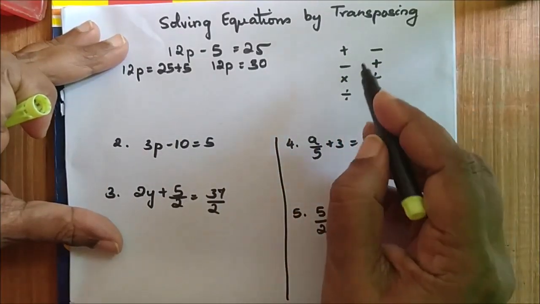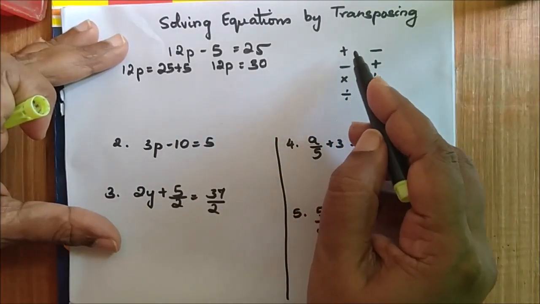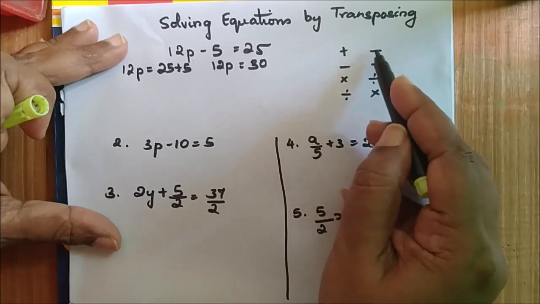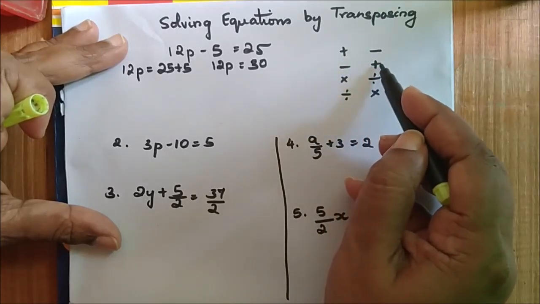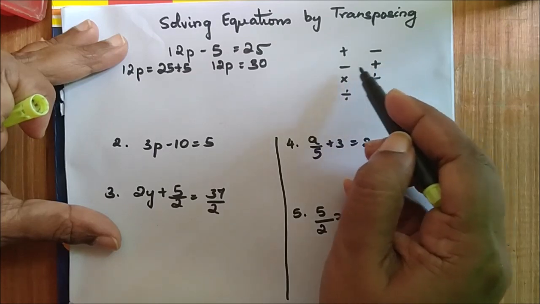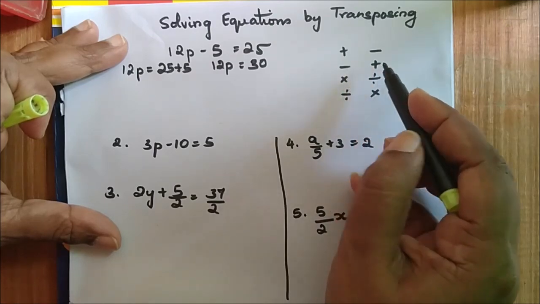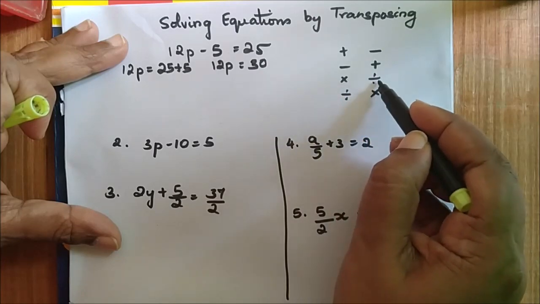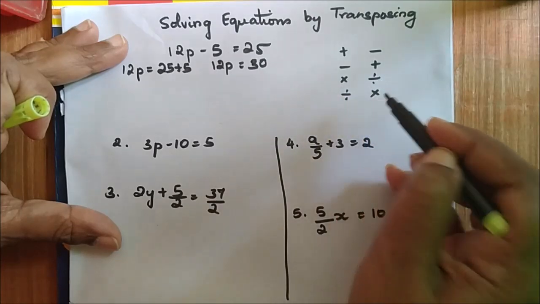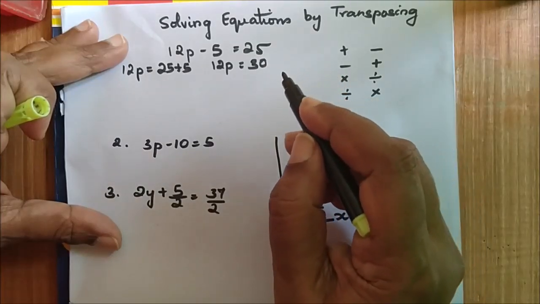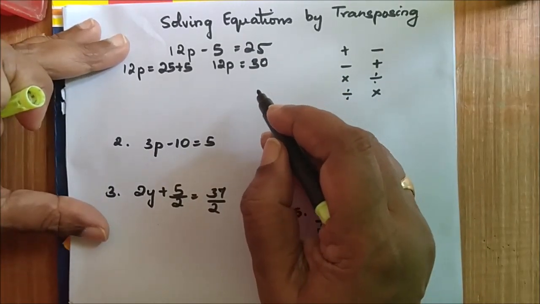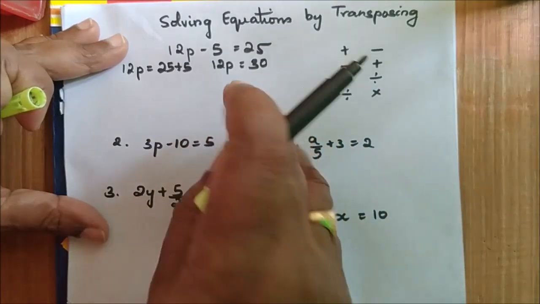Right. So you should remember a small table over here. If plus goes to the other side, it becomes minus. When minus 5 goes to the other side, it became plus 5, isn't it? So minus becomes plus, multiplication becomes division, and division becomes multiplication when it goes to the other side of the equal sign. Okay. Now I have 12p is equals to 30.